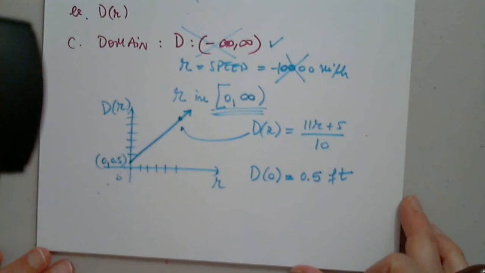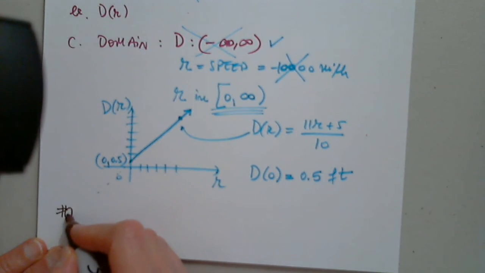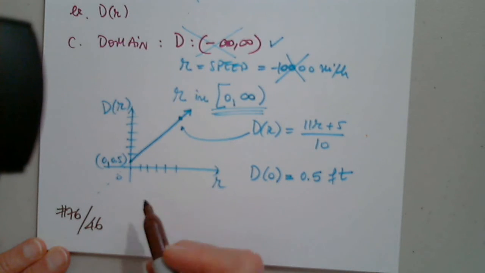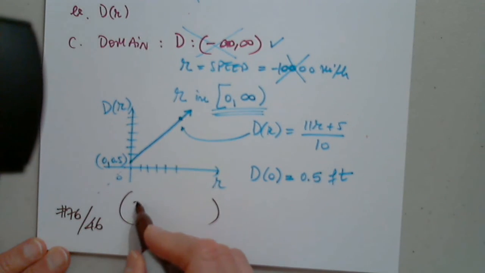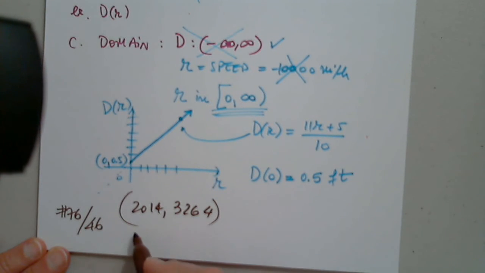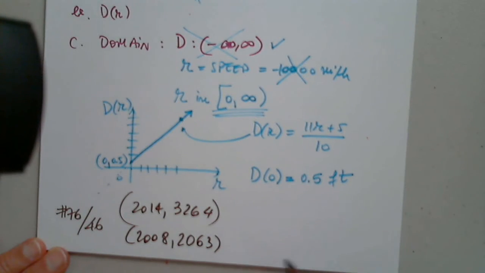Which one? 76. Okay. 76, which page is 46? Okay, so can anyone read the ordered pairs? I'm going to write them. So 2014, comma 3264, and 2008, 2063. Good.